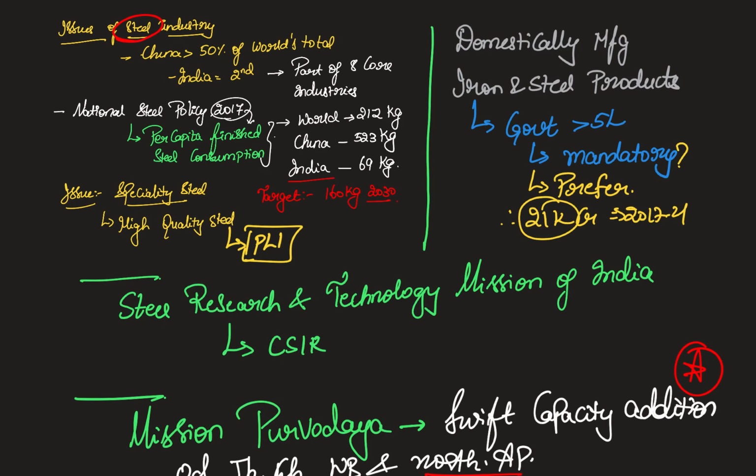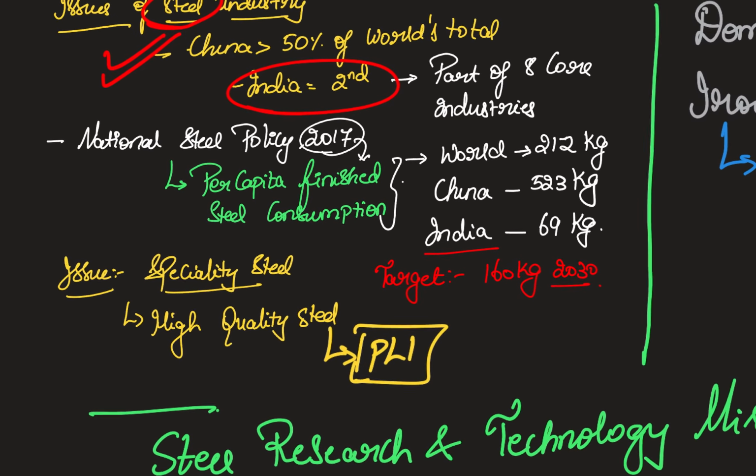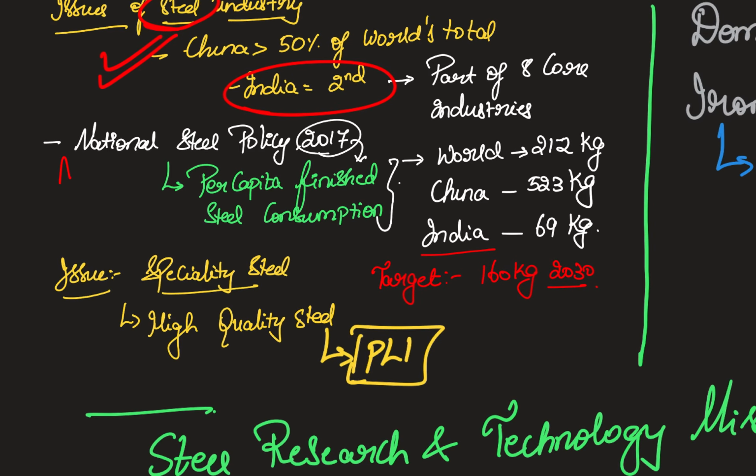Steel is one of the 8 core industries, and India, despite being the second largest producer, lags behind China, which is the major producer and produces more than 50% of the world's total steel. Keeping this fact in mind, in 2017 we created the National Steel Policy, which aims to increase per capita finished steel consumption. Just take a look at this world average. It is 212 kgs.